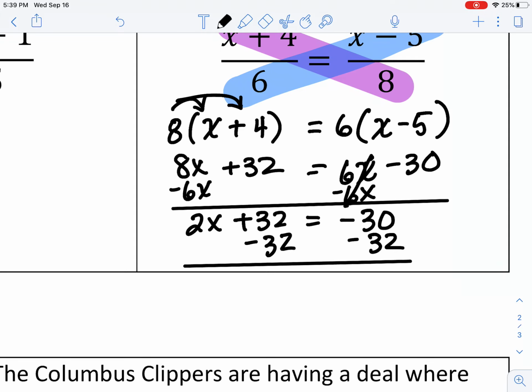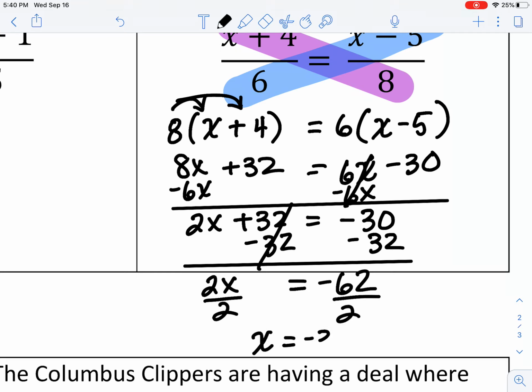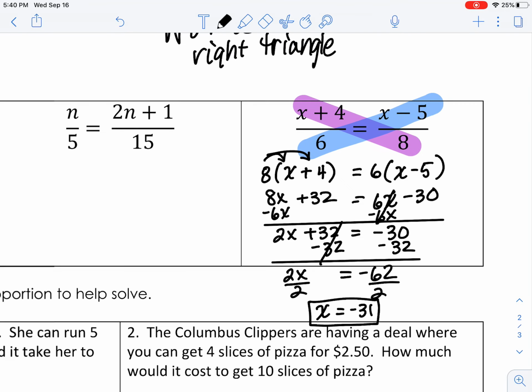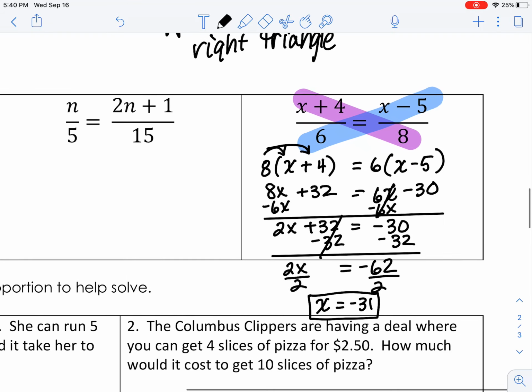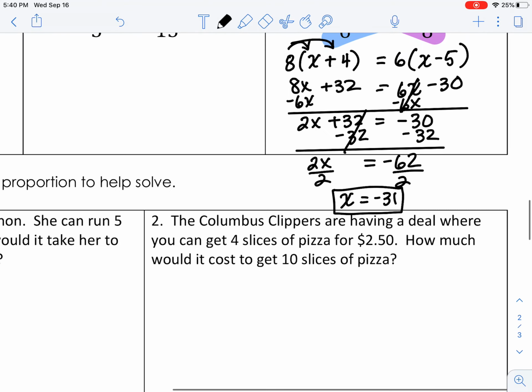And we would get 2x plus 0, we don't have to write the plus 0 down, equals negative 62. And then divide both sides by 2 to get x equals negative 31. And remember, if you have time when you're taking the quiz or test, you would want to take that solution and put it back into your equation to make sure it works. So you'd replace the x's with negative 31 and simplify the fractions.